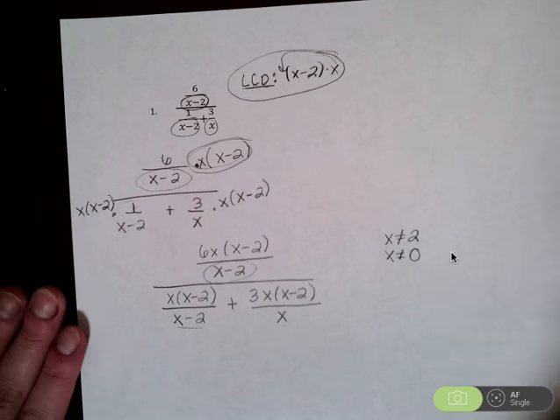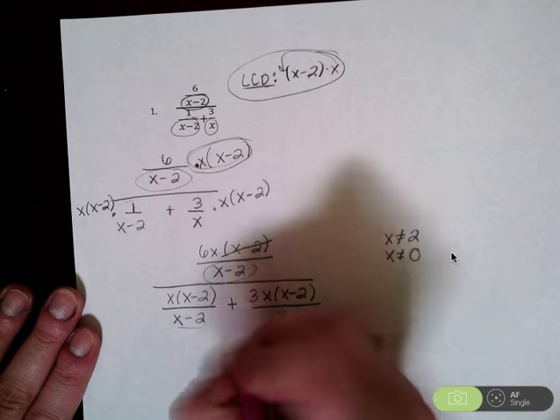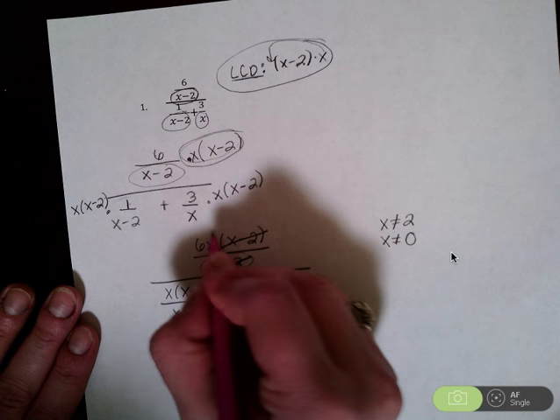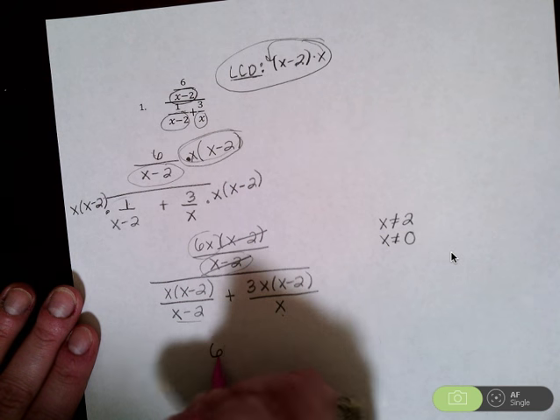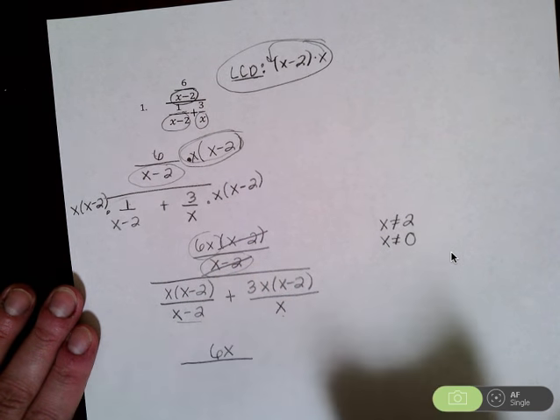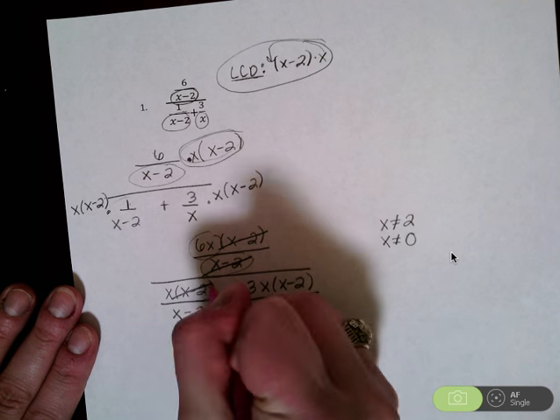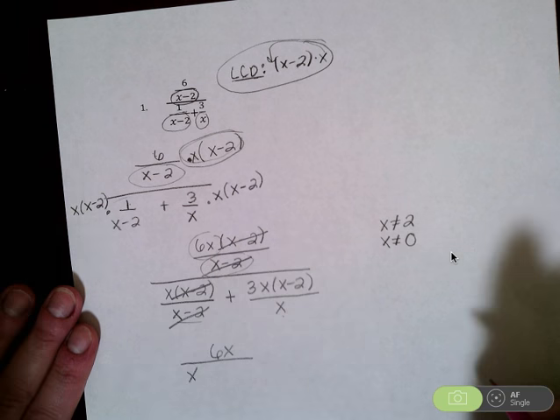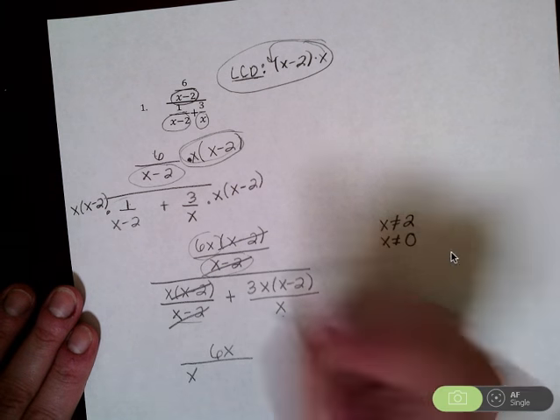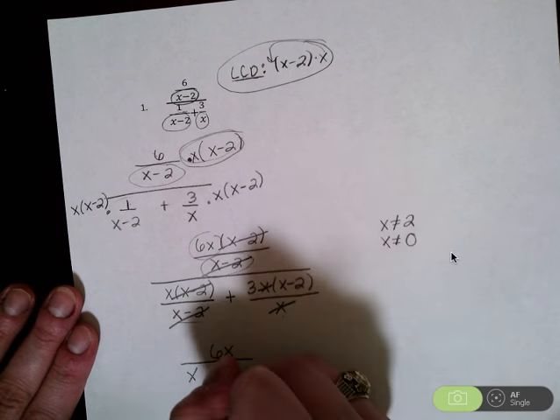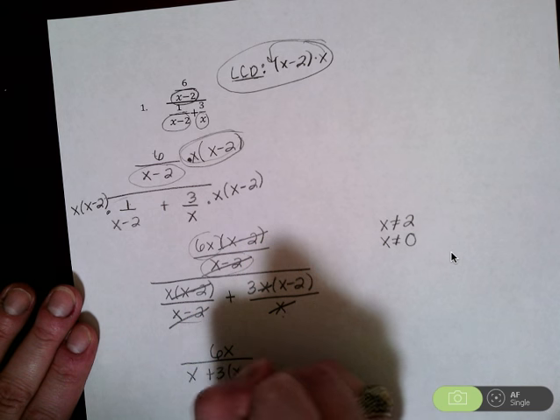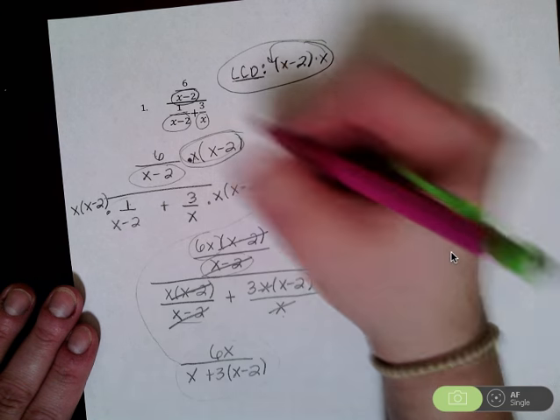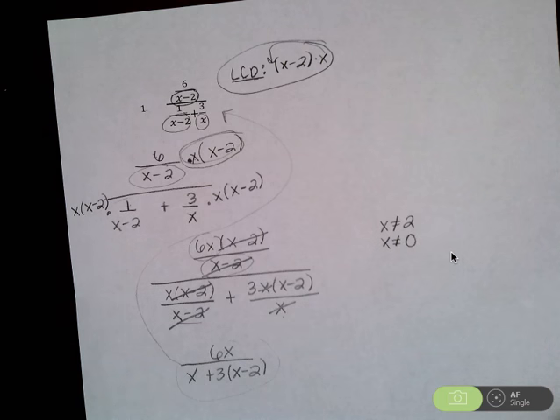Okay? Now let's cancel. Look at this. X minus 2 cancels with an x minus 2. That leaves us with just a 6x in the numerator. Well, that's much prettier than what we started with. And x minus 2 cancels with an x minus 2, so now we're just left with an x. And then an x cancels with an x, so now we're left with a plus 3 times x minus 2. Now that looks much better than that up there. Don't you agree? That's why this works.